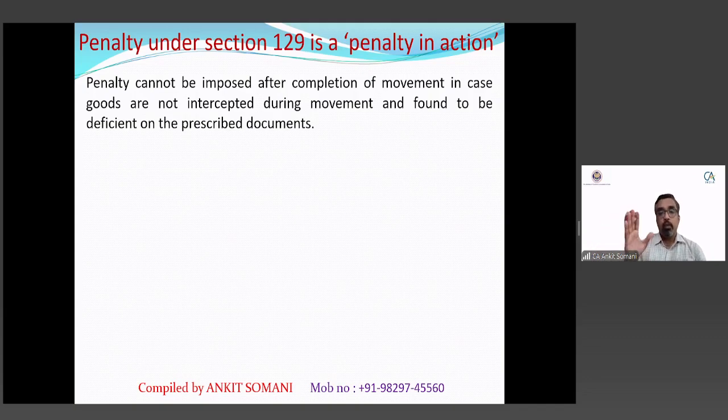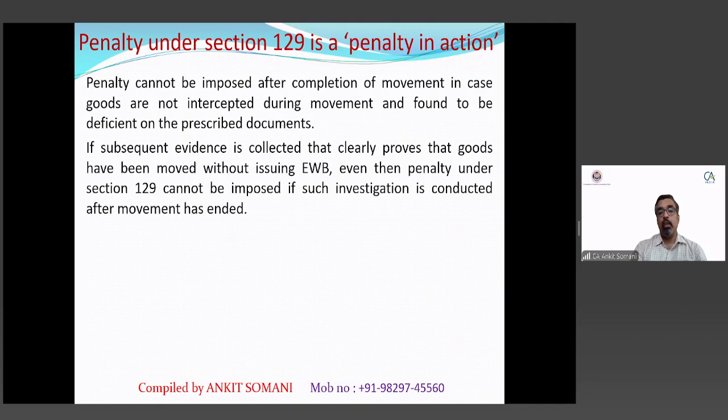Suppose the movement is complete, and even if the movement was done on the basis of some deficient documents, later on penalty under section 129 cannot be levied. It cannot be imposed. If subsequent evidence is collected that clearly proves that the goods have been moved without issuing an e-way bill, even then penalty under section 129 cannot be imposed if such investigation is conducted after movement has ended.